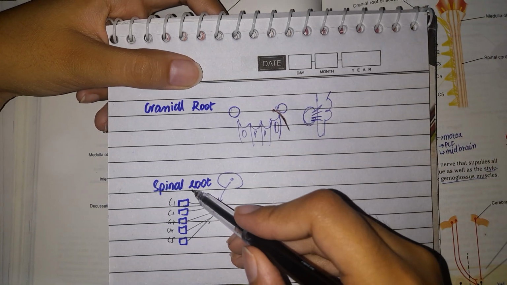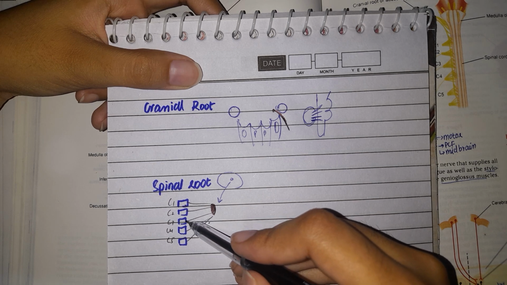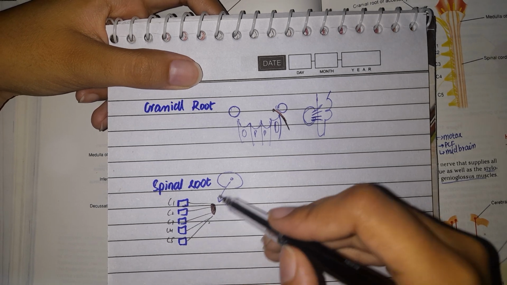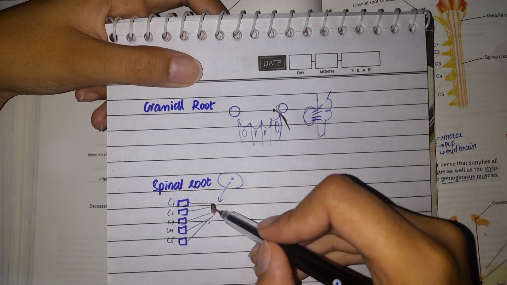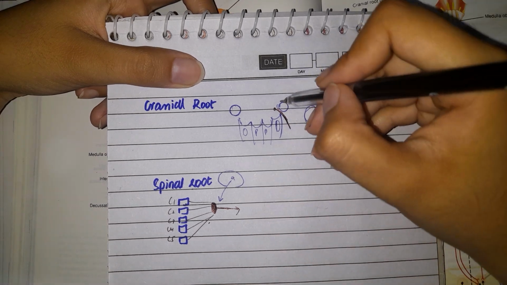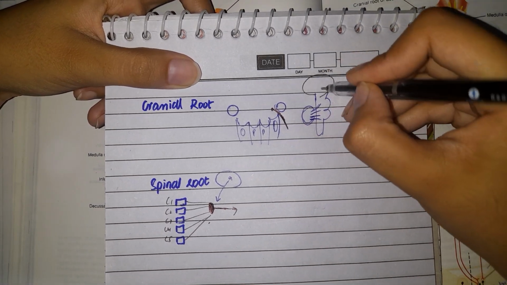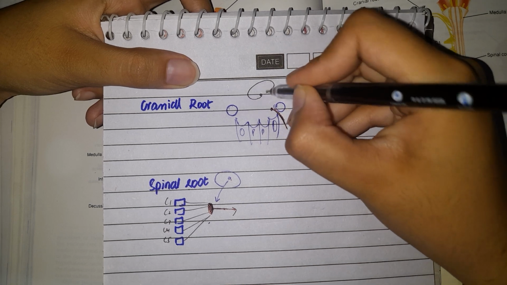Similarly, for the spinal root, we have nuclei in the C1, C2, C3, C4, C5 regions, and they make a nucleus. That nucleus will be the spinal root of the accessory nerve. It will move forwards. Now both these fibers are going to receive fibers from the cerebral cortex.